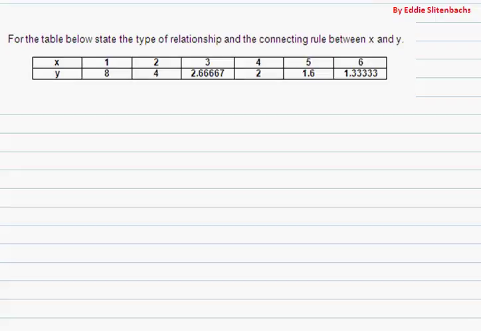We're given this question which says, for the table below, state the type of relationship and the connecting rule between x and y. So the functions which we commonly cover are linear, quadratic, cubic, exponential, and then reciprocal. Okay, so they're the different types which we're going to look at.